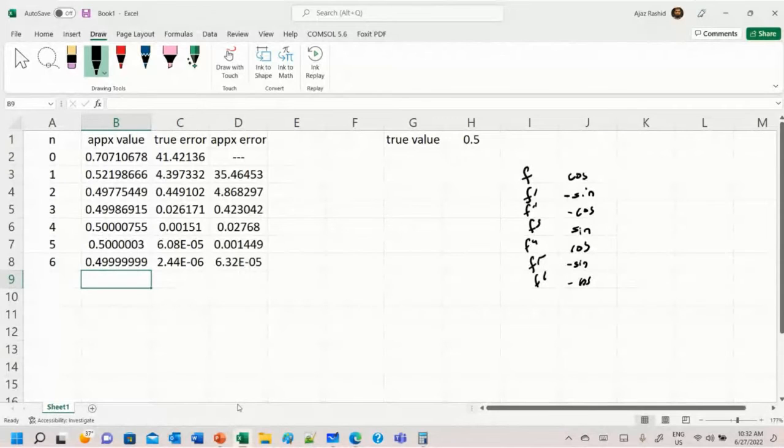So this is how we can use the Taylor series to approximate values, and then wherever we stop, of course, depending on how many terms you are adding, you will end up with a certain error.